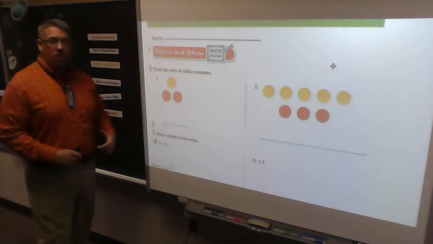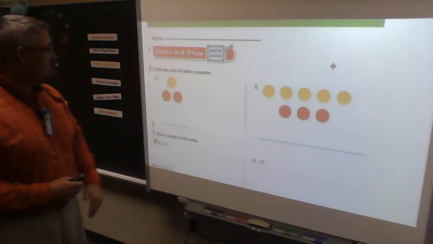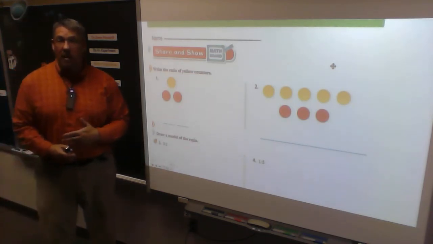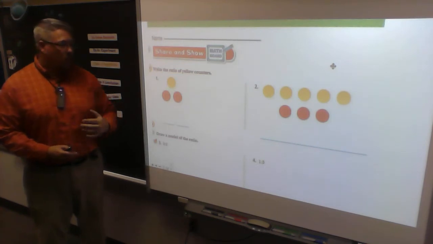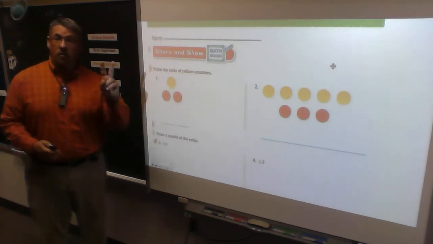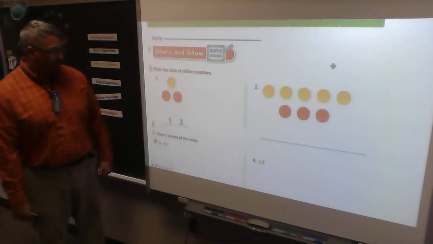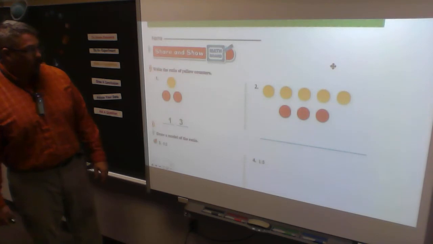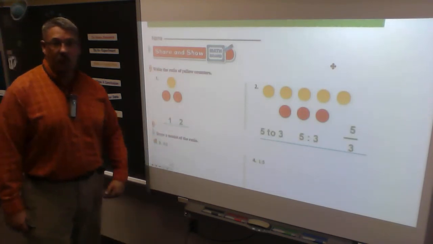So let's look at the practice problems that they give us then. So this practice problem says, write the ratio of yellow counters. All right, so yellow counters means I have to start with yellow. And how many yellow are there? There's 1. And how many are left? There's 2. So my ratio would be 1 to 3. Should be 1 to 2. I apologize. There's 1 to 2. Changed it.